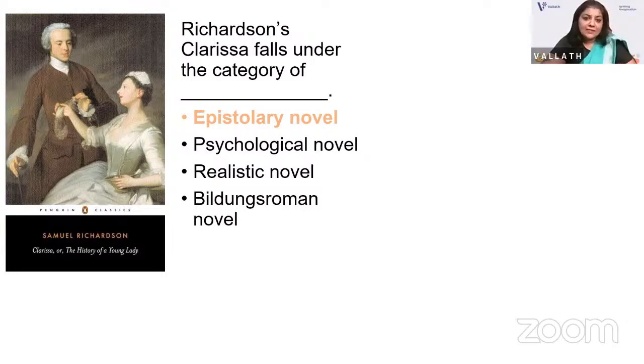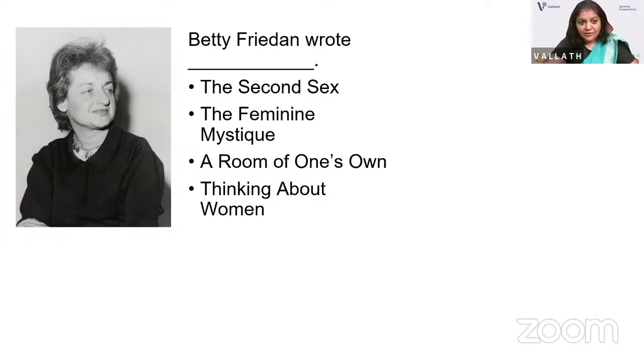Very good. Thank you for that. That is interesting. Next question, please. Betty Friedan is a very important feminist. She inaugurated second wave of feminism with a book. Which is that? Is it The Second Sex, The Feminine Mystique, A Room of One's Own, or Thinking About Women? Betty Friedan met her classmates and found that none of them actually enjoyed doing their household chores, and she wrote this book about it, published in 1963 or so. Ankita, what is the answer? Is it Thinking About Women or The Feminine Mystique?